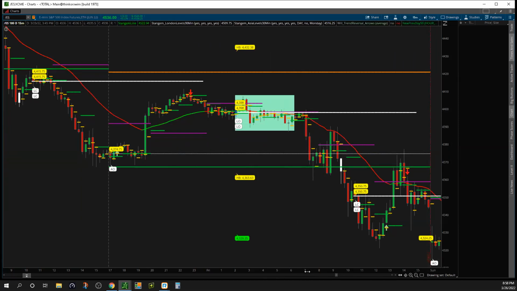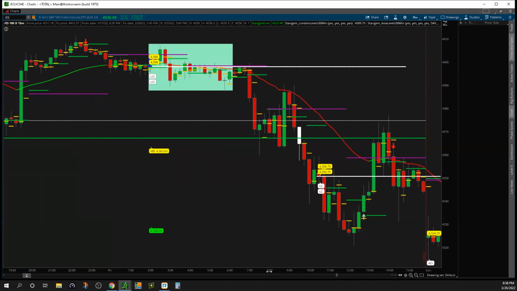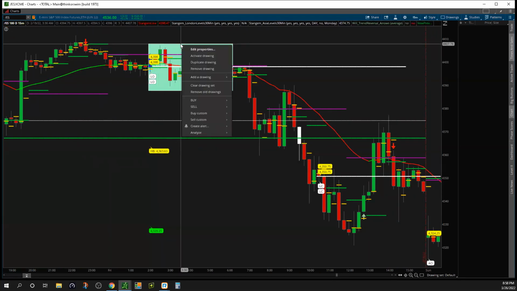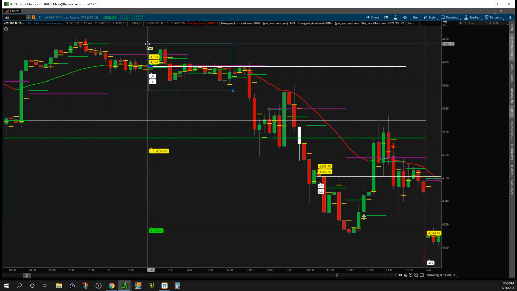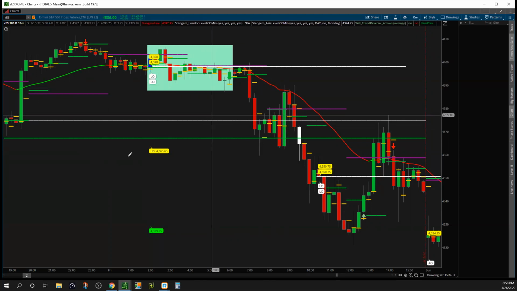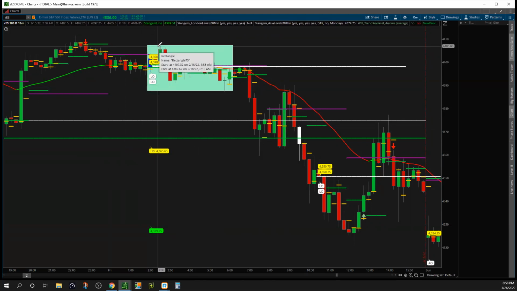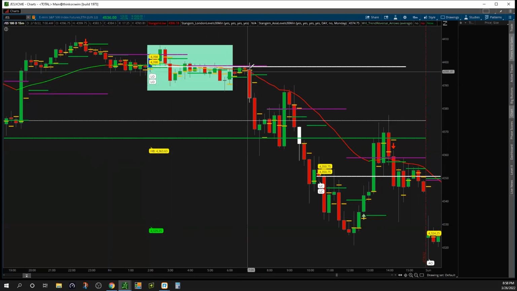All right. What we got? I didn't get the block right. All right. Got a high, low, halfback, Stangem line red. Price below London open.